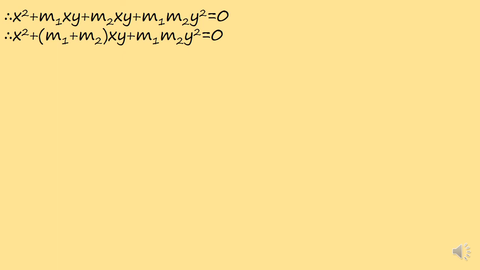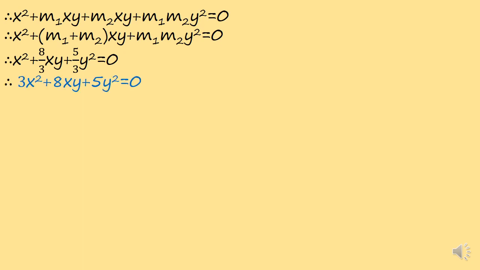Now what is known over here? Think about which quantities are known over here. We know the answer for m1 plus m2, isn't it? We found it out as 8 upon 3. And we also know the answer for m1 m2, which is 5 upon 3. So we substitute that and get this answer over here. Simplifying further, this becomes the combined equation of the required lines.